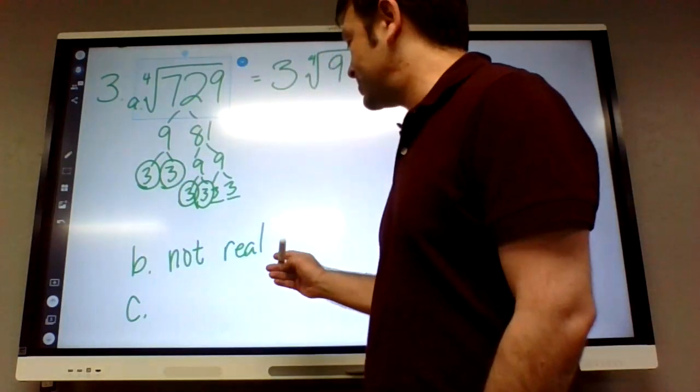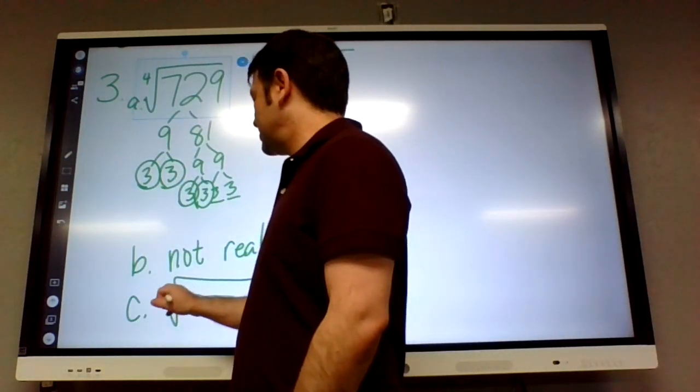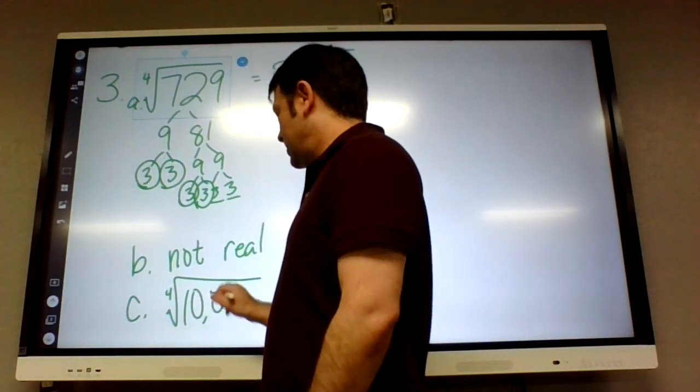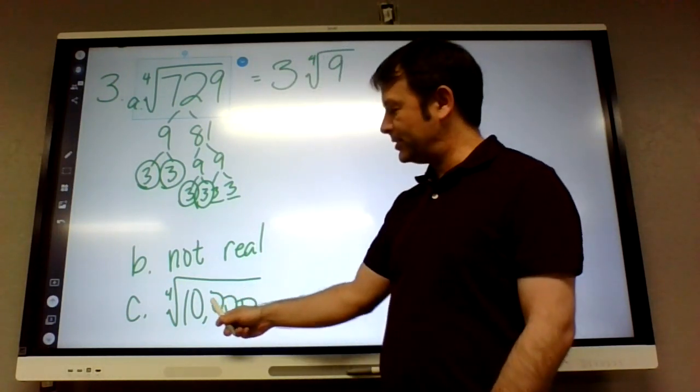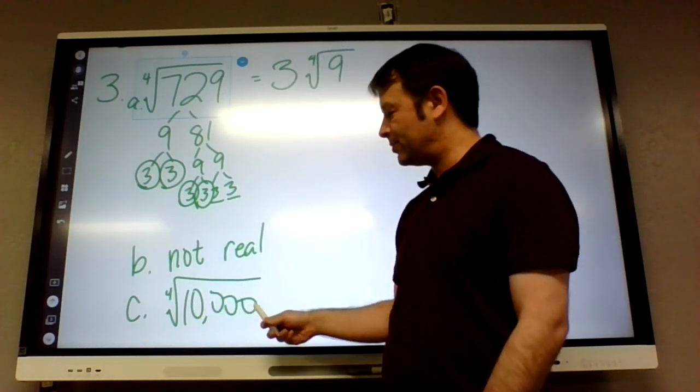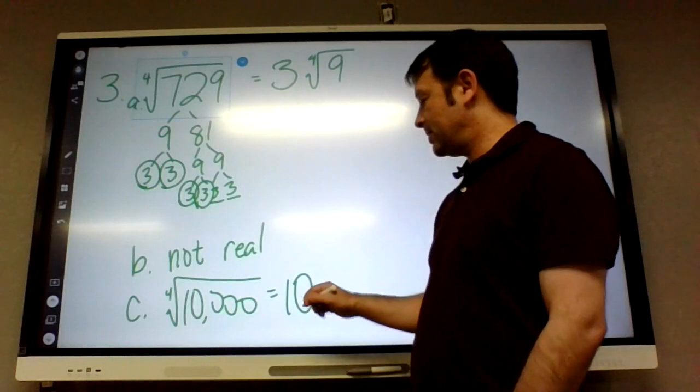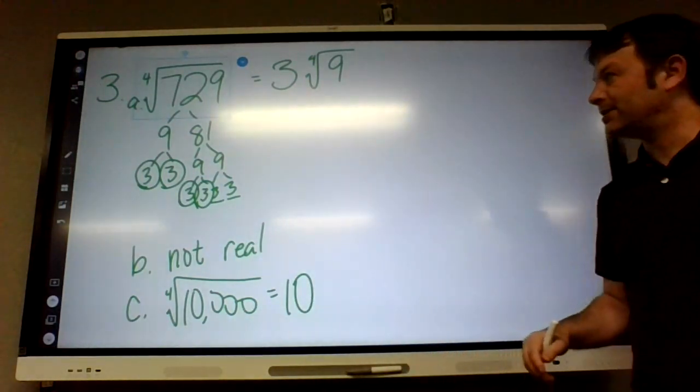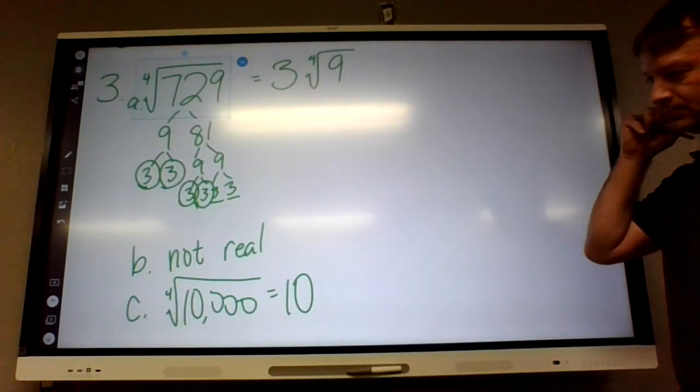4th root of 10,000 for C. Can you guys do that one without a calculator? Yeah, because 4 10s multiplied together gives 4 zeros. So anyway, it is just a 10 on that one.